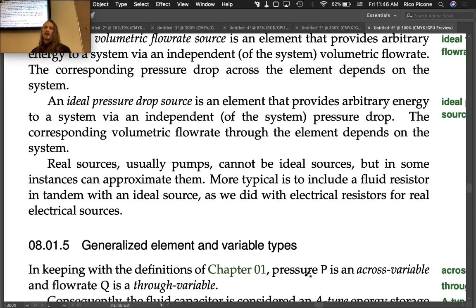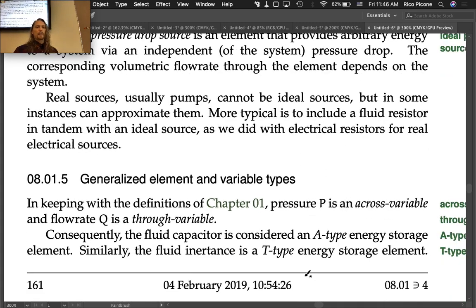Real sources, usually pumps, that's the most common source in a fluid system, cannot be ideal sources, but in some instances can approximate them. More typical is to include a fluid resistor in tandem with an ideal source, as we did with electrical resistors for real electrical sources.